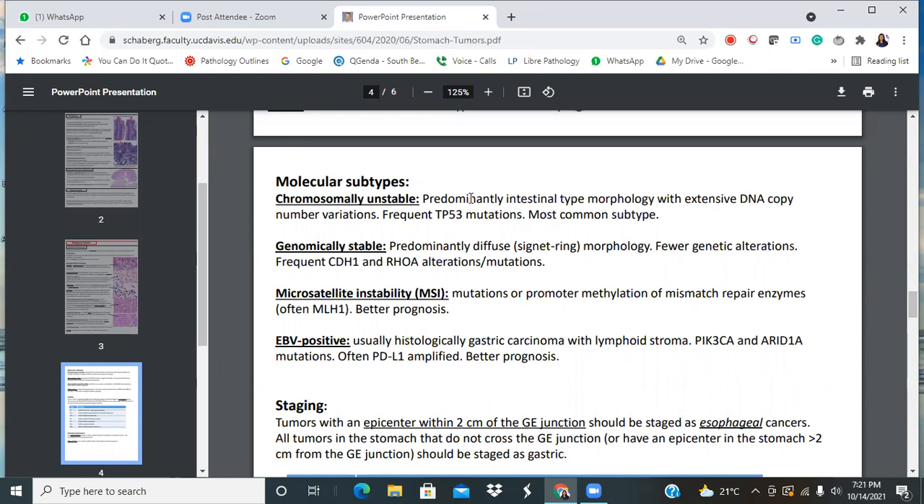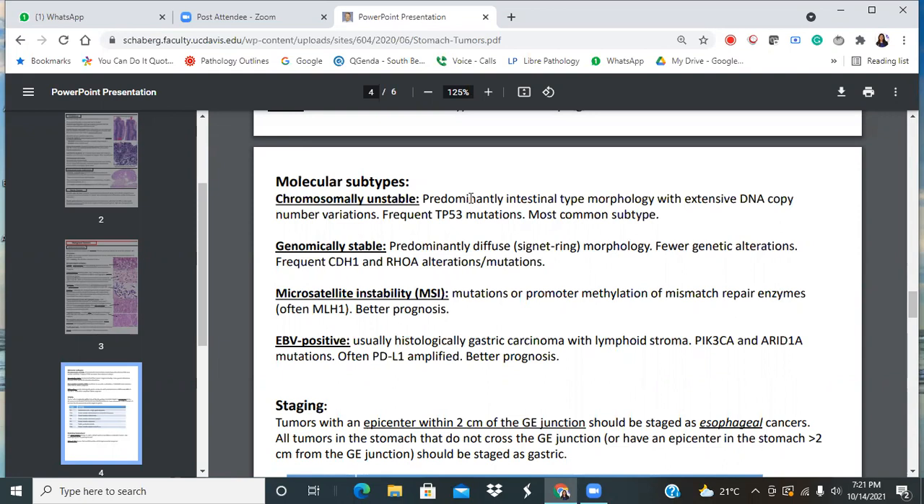Yeah, please go ahead. So molecular subtypes: chromosomally unstable, genomically unstable, MSI, and EBV positive. So chromosomally unstable is predominantly intestinal type morphology with extensive DNA copy number variations. You often have TP53 mutations, and this is the most common subtype. For genomically stable, you have predominantly the diffuse signet ring morphology, obviously fewer genetic alterations, and you may have CDH1 and RHOA alterations or mutations.